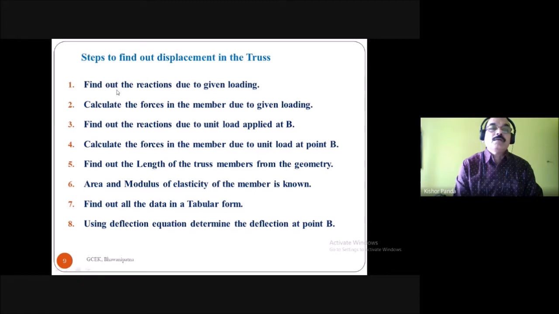So first you have to find the reactions due to the given loading. Then calculate the forces in the members due to the given loading. Then find the reactions due to the unit load applied at B. Then calculate the forces in the members due to the unit load at point B. Then find the length of the truss members from the geometry. Then you know the area and modulus of elasticity of the members. Then put all the data in tabular form. Then you can find the deflection at point B.